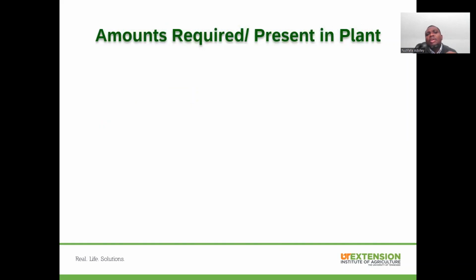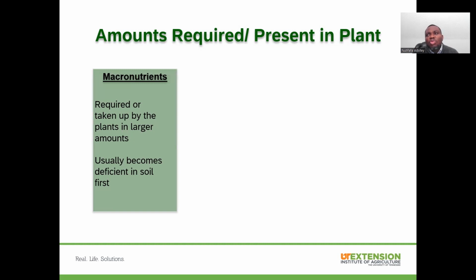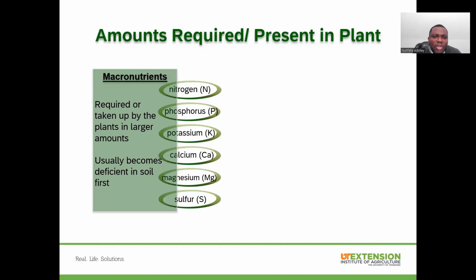The first one is based on the amount required or the amount that is present in the plant. There are two broad categories. We have the macronutrients, and these are required or taken up by the plant in larger amounts, meaning that when these nutrients are deficient in the soil, you are likely to see visual symptoms occurring compared to the other group of nutrients. So the macronutrients are nitrogen, phosphorus, potassium, calcium, magnesium, and sulfur.